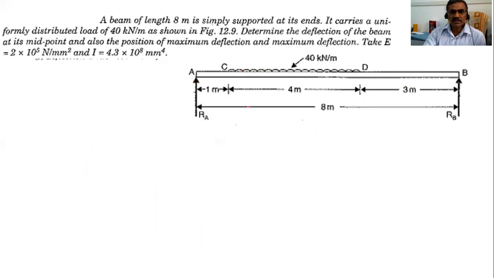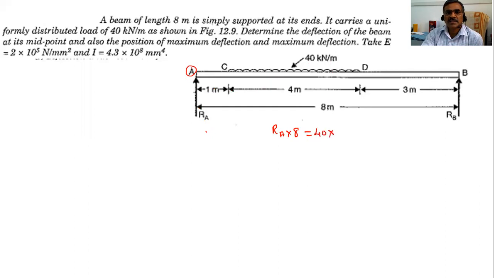In this problem, the first step is to find the reaction at A and B. So as usual, you take moment about B, because we want to find the reaction at A. So taking moment about B, you can write the equation like this: RA multiplied by 8 is equal to, this is 40.